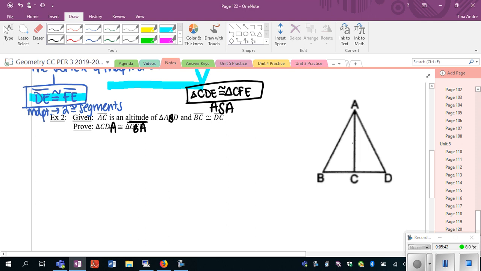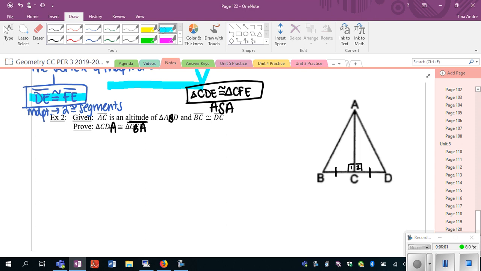So that means that this is the height of the big triangle ABD, which means that I have right angles here at 1 and 2, because altitudes are always perpendicular to the base. And I also know that BC is congruent to DC.